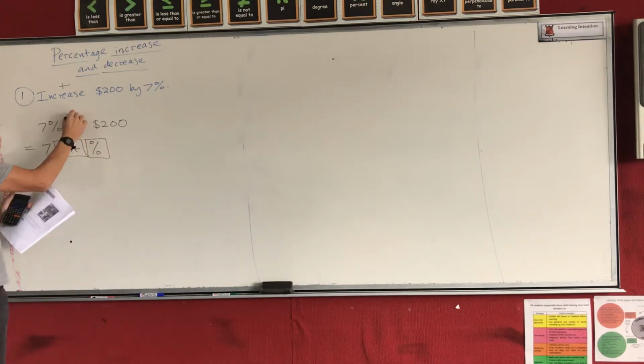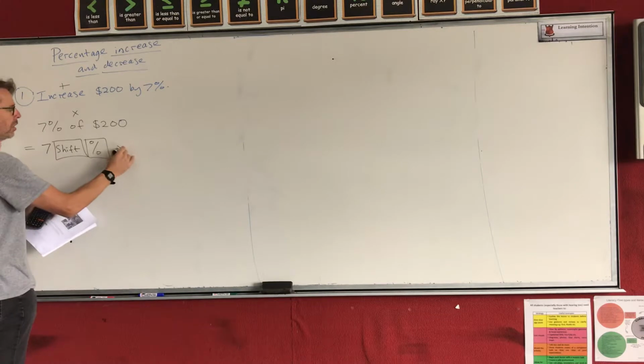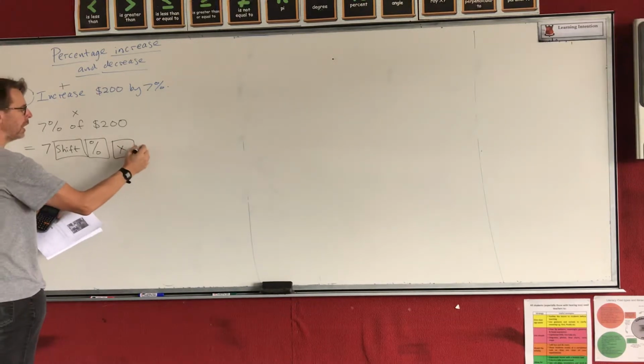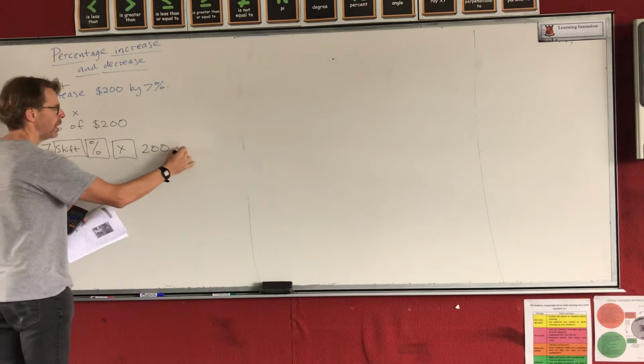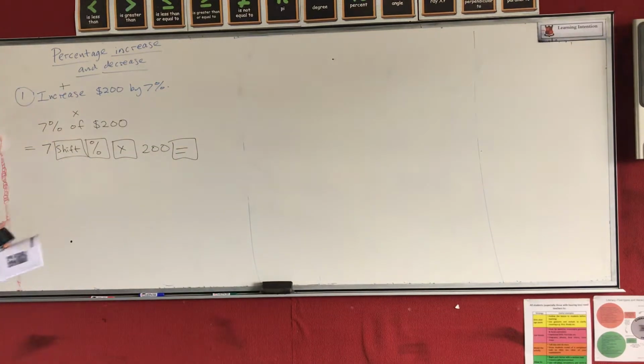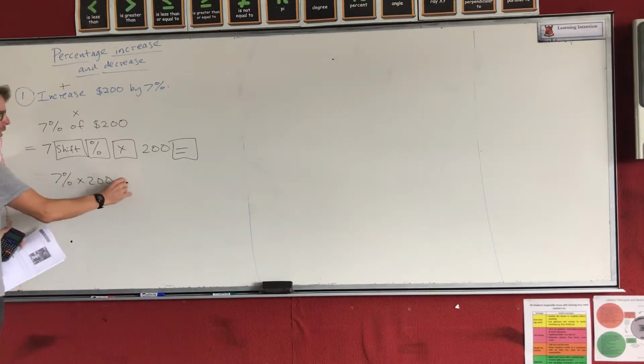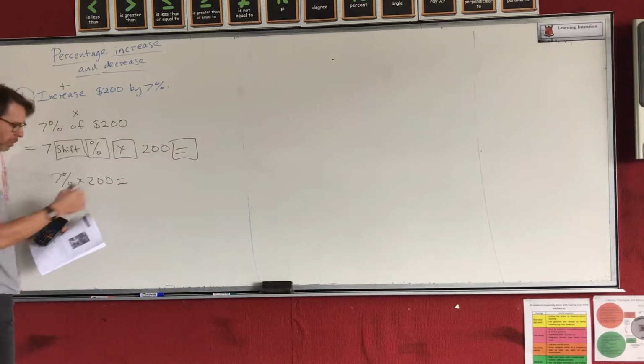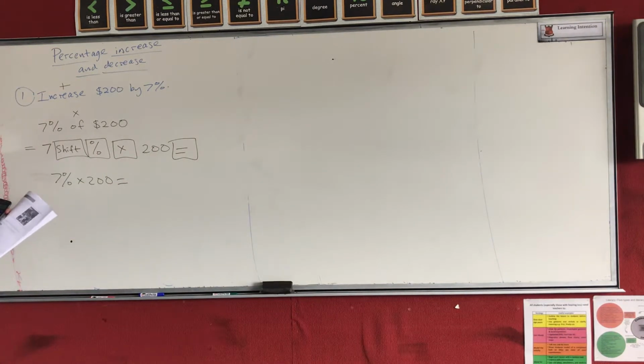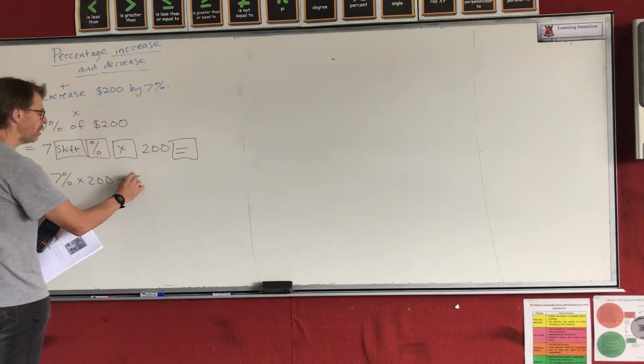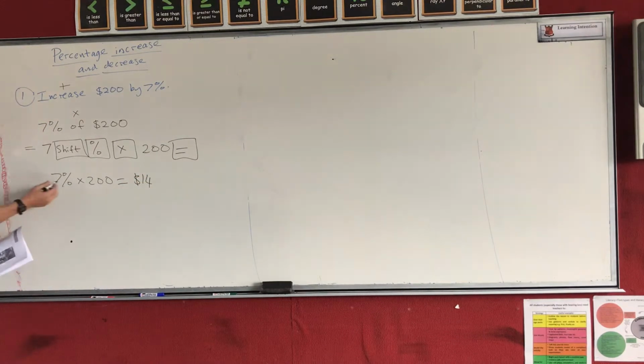Now, of means multiply in mathematics. So then you press the times button, then 200, and then equals. Those are the calculator steps. If you're doing the working out in your book, I would just write 7% times 200, but these are the buttons to press. So 7, shift, percent, times 200 equals 14. That's $14, the amount of your increase.